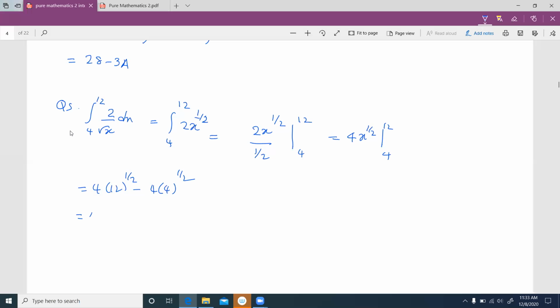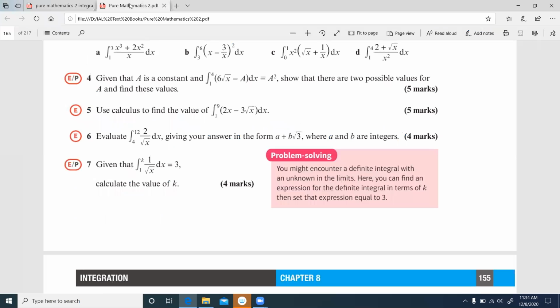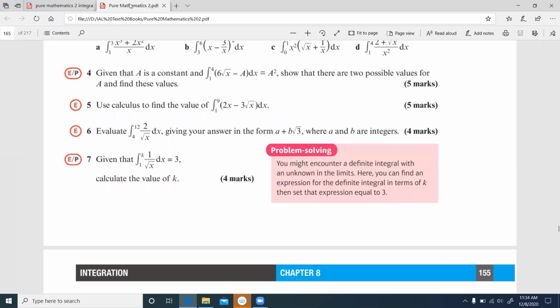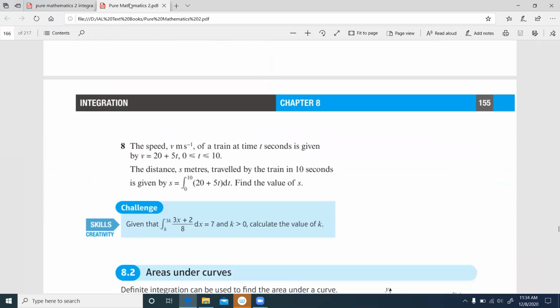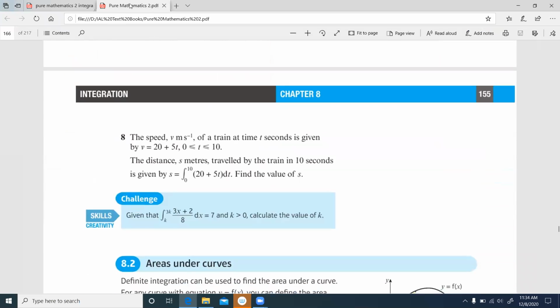So here 4 into 12 to the power half is the square root of 12. The square root of 12 is 2 root 3, so 4 times 2 root 3 is 8 root 3, minus 4 times 4 to the power half, which is 2, so 8. So the answer is 8 root 3 minus 8. That's the final answer for this. Yeah, so that is the way they want this answer in this format. Here also question numbers 7 and 8, all of them should be done in this way, right?